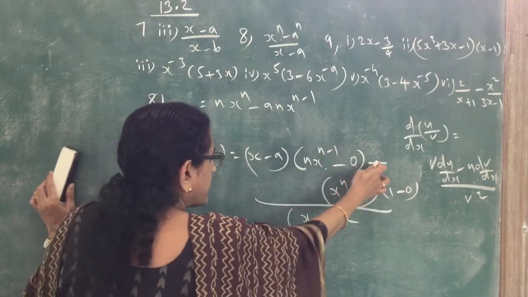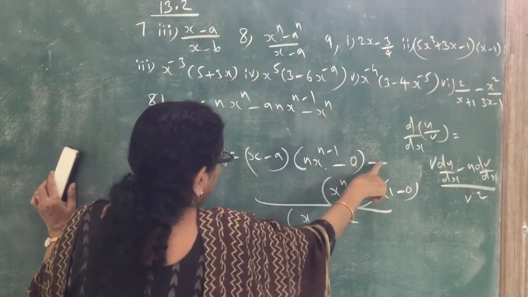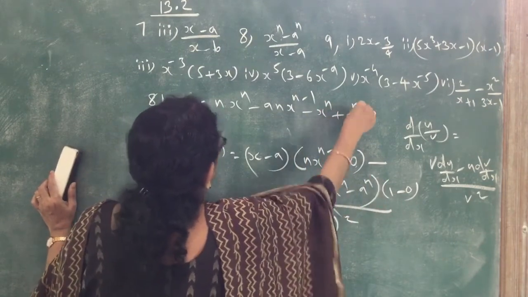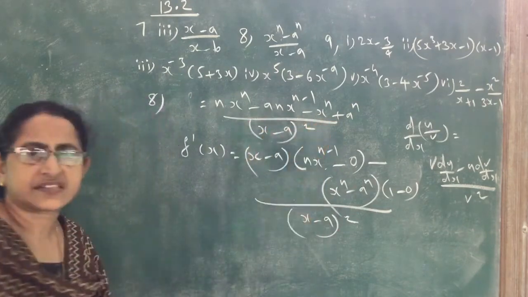So just multiply by negative: minus into x raised to n, minus into minus plus a raised to n, whole divided by (x minus a) whole square. So that is the answer.